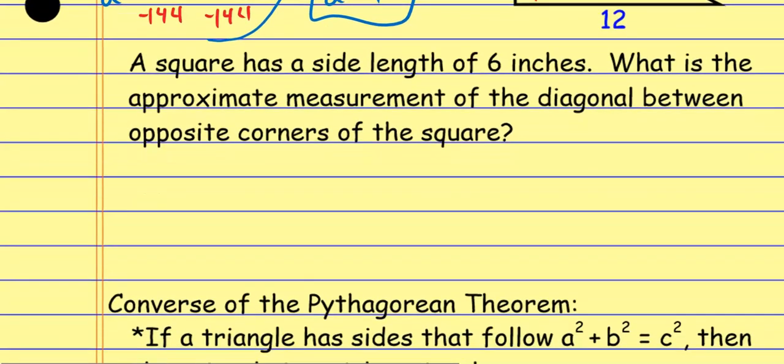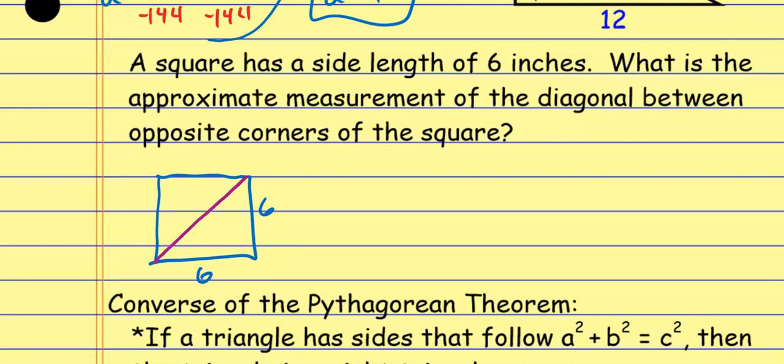Well, look at this one. It says a square has a side length of 6 inches. What is the approximate measurement of the diagonal between opposite corners of the square? And so this time, I definitely wanted a decimal approximation because it says approximate. It doesn't ask for the exact value, although it would be easy to find. But it says I have a square, so here's a square, so always good to draw a picture. And it's a 6-inch square, so this is 6 inches, and this is 6 inches, and all the sides are 6 inches. But it wants to know what's the length of this diagonal.